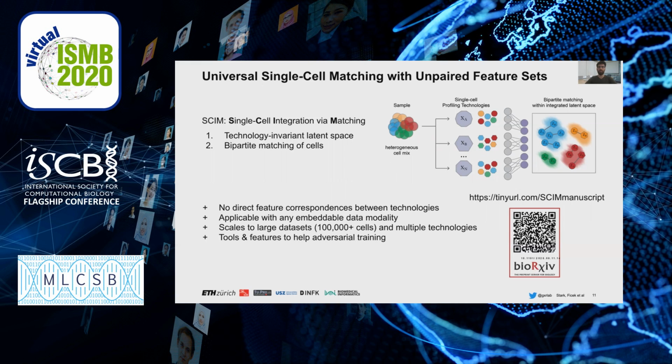SCIM does not require feature correspondences between datasets, and it is applicable to any embeddable data type. It scales to datasets with over 100,000 cells, can integrate multiple technologies at once, and addresses challenges in adversarial optimization.